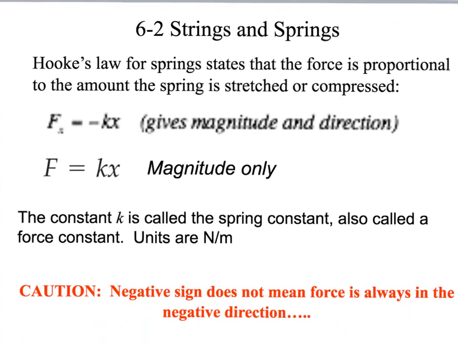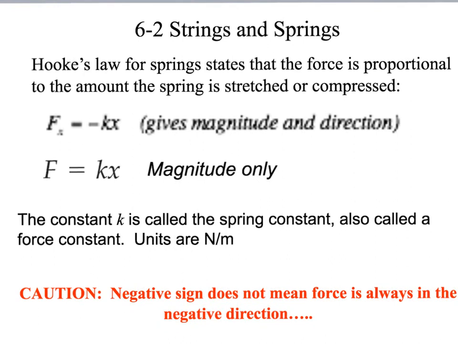So we're still looking at section 6.2, strings and springs, but now we're going to look at a spring, and the spring is always governed by Hooke's law. Hooke's law is this equation right here, and it's always in the x direction. So we have a new equation, but notice how that looks like F equals ma. It just has a negative sign in it. For magnitude only, you drop the negative sign.